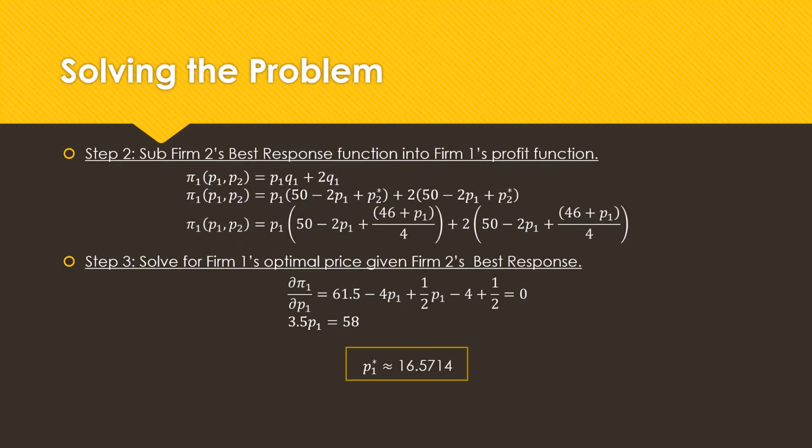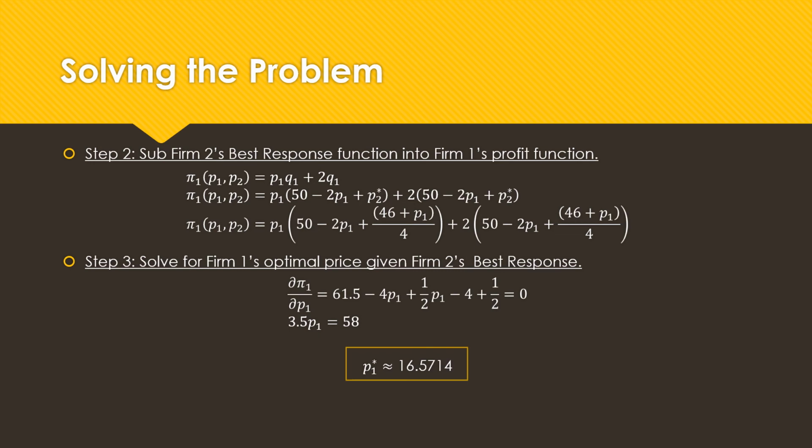So next we're going to sub in firm 2's best response function into firm 1's profit function. The way we do this is by first subbing in our demand equation for firm 1's product, that being Q1 here, and we then sub in P2 star there. After we do that, we're going to move to step number 3, where we solve for firm 1's optimal price given firm 2's best response.